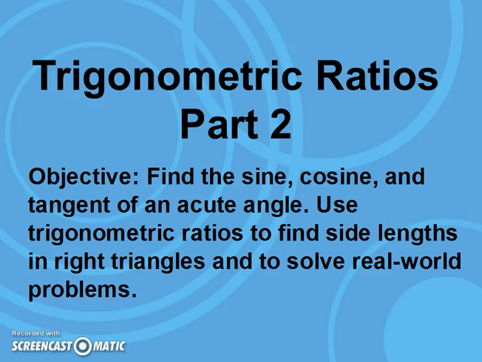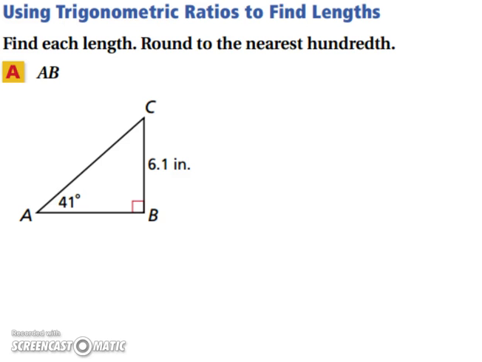Trigonometric ratios part 2. Our objective is the same as it was in part 1: using trigonometric ratios to find lengths. Find each length. Round to the nearest hundredth. So in this case, we want to find AB.